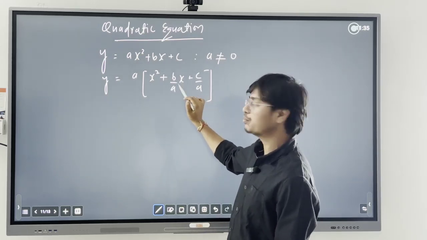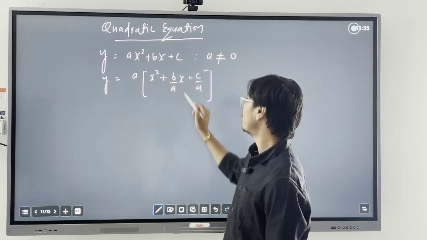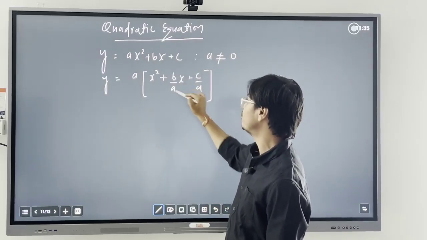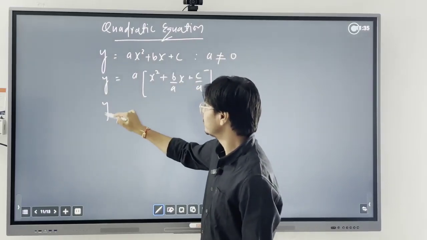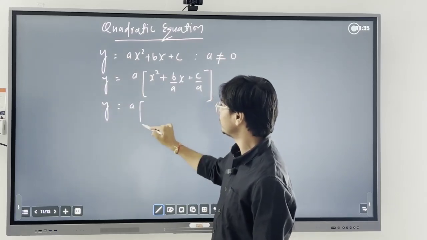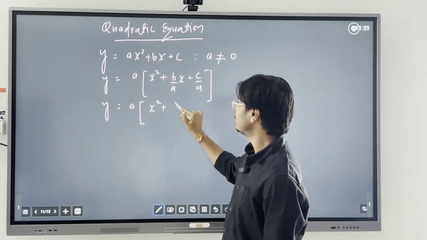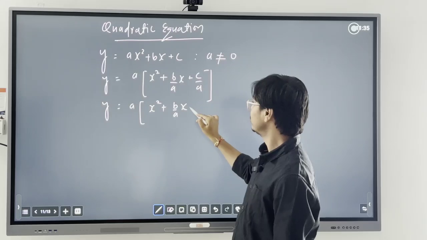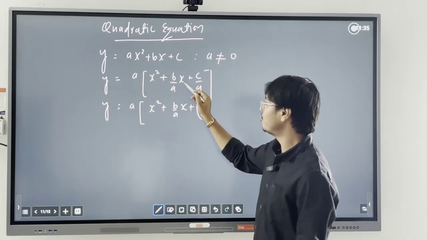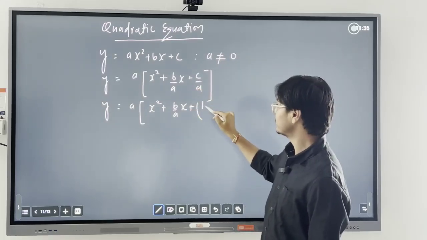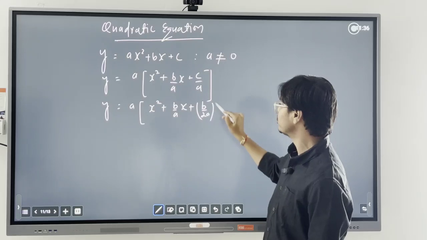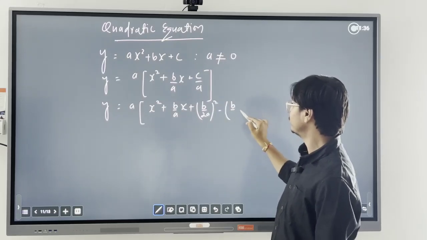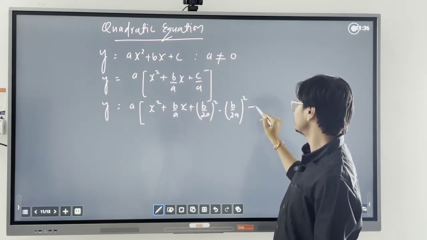We add and subtract the square of half of the coefficient of x. That will become y is equal to a bracket of x square plus b upon a into x. If we add the square of half of the coefficient of x, that is we add b upon 2a whole square, and subtract also b upon 2a whole square, plus c upon a.